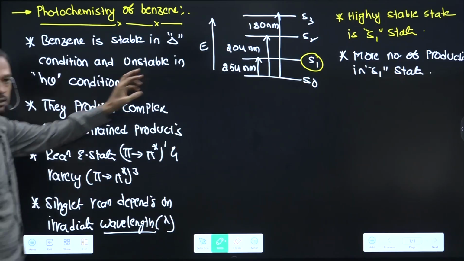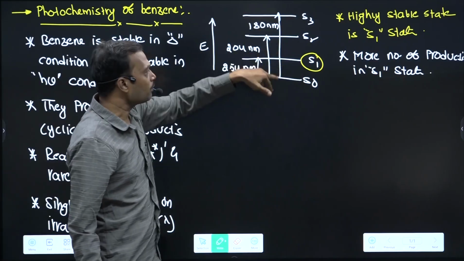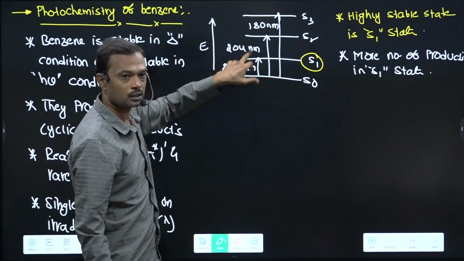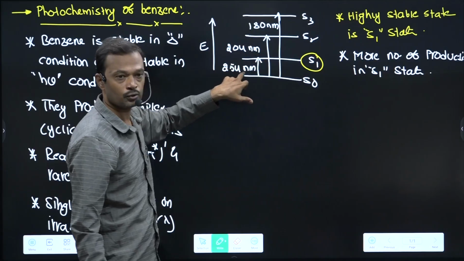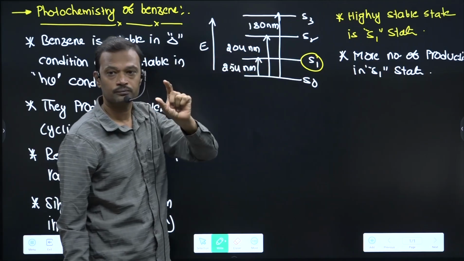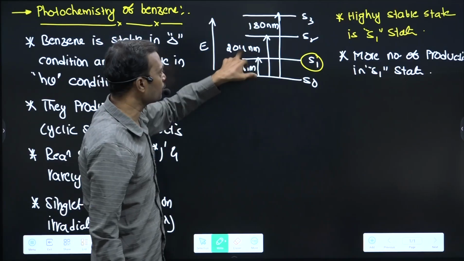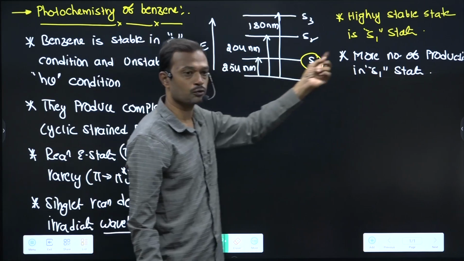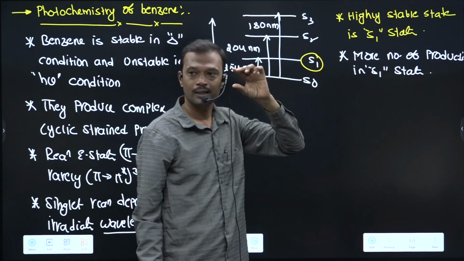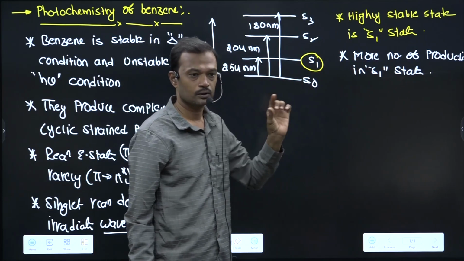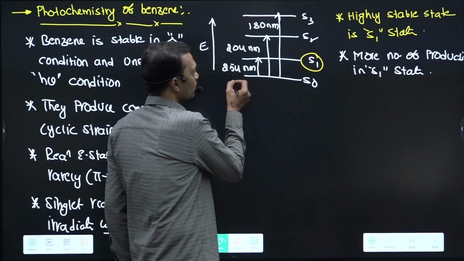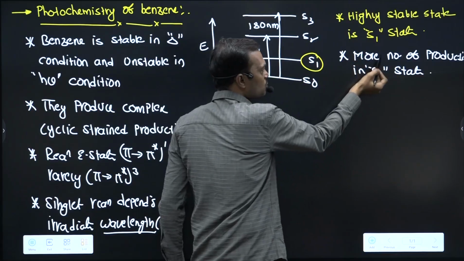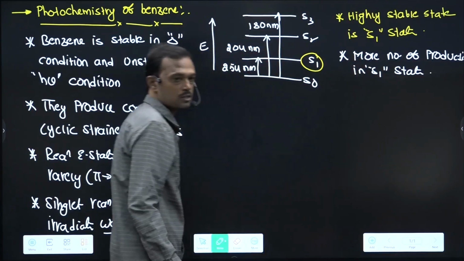So try to remember the three common wavelengths used for benzene: 254, 204, 180. But among them the most common is 254. If lambda is not mentioned, see, three lambdas are there, 254, 204, 180. If lambda is not mentioned, try to apply 254, because 254 is the least amount of energy, where it will give the S1 state. From the S1 state, more products are expected for benzene.